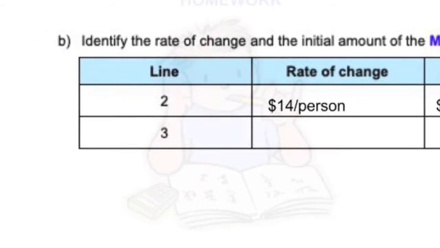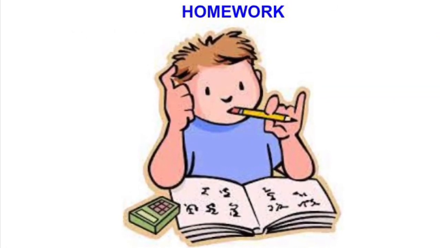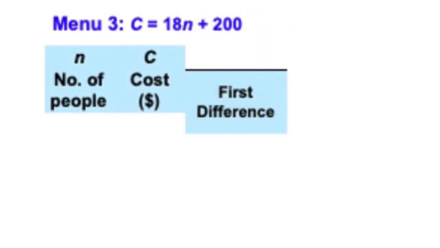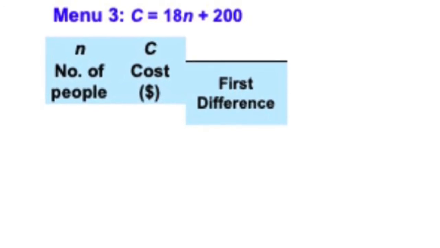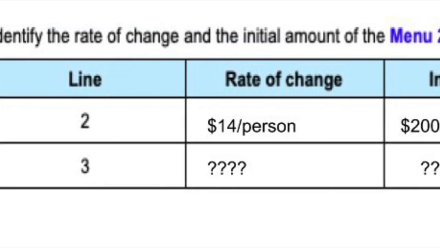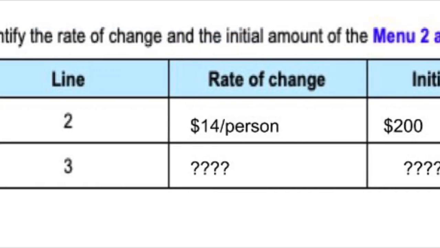So this is your homework for tonight. Your homework for tonight is you need to do all this math for menu number 3. Here's menu number 3, cost is equal to 18n plus 200. You need to make a table of values for that equation. You can have your table of values jump 25, 50, 75, 100 like the first one, or you can have it jump 0, 50, 100, 150, 200 like the second one. It's your choice, but you're going to need to use the equation in order to find those numbers in the table. And then you need to complete this little chart.